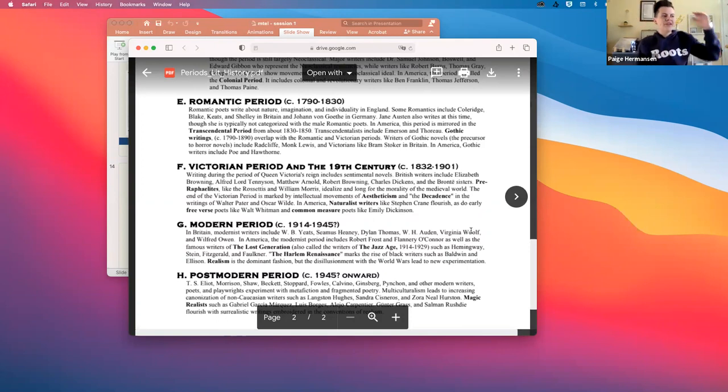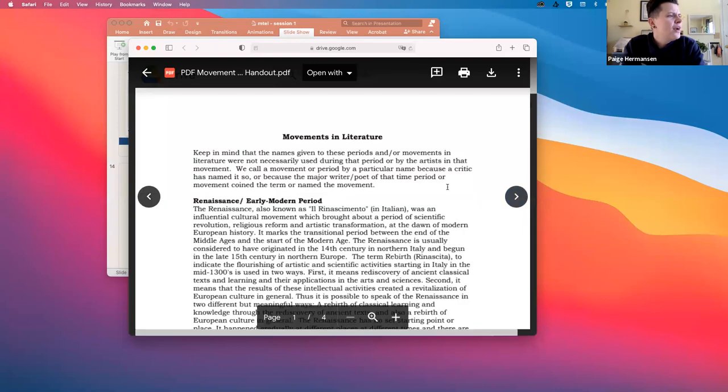So this is just a kind of a basic timeline to familiarize yourself with. And I've given you several options here. So my advice is to choose whichever one of these works best with your learning style and with your brain, right? Here are some other examples. This is a little handout about different movements in literature, different time periods, movements, and people that are associated with these different movements.